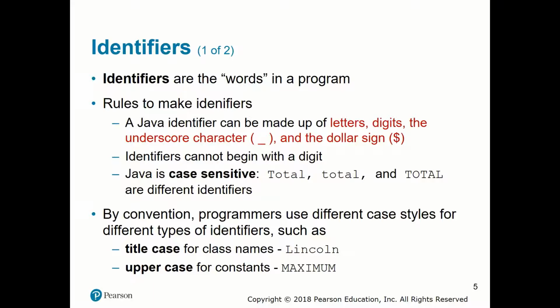While you are coding, you need to make identifiers. For example, variable names are identifiers. Identifiers are the words used in a program. There are some rules to make identifiers.